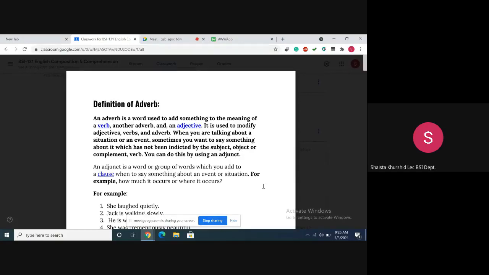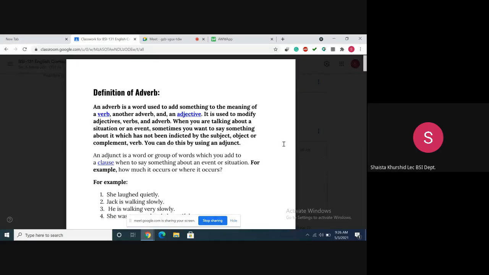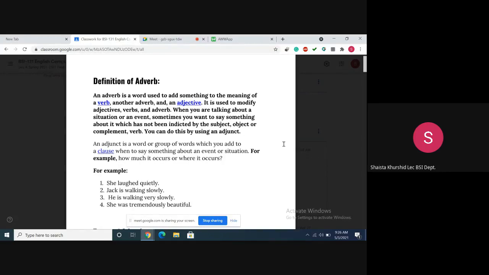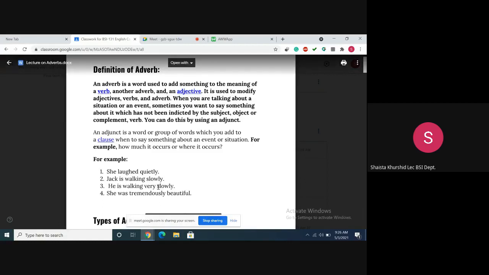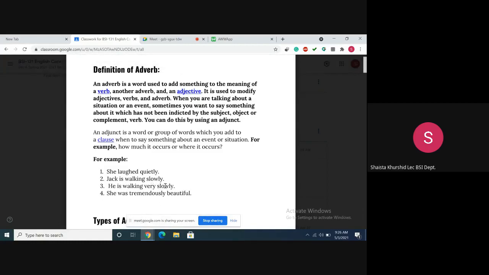So we use adverbs in order to say more about a situation or an event in a sentence. For example, she laughed quietly. Over here it is laughing, and quietly is used to say something more about laughing. Jack is walking slowly and he's walking very slowly. Over here, very slowly, is an adverb modifying another adverb, which is slowly.